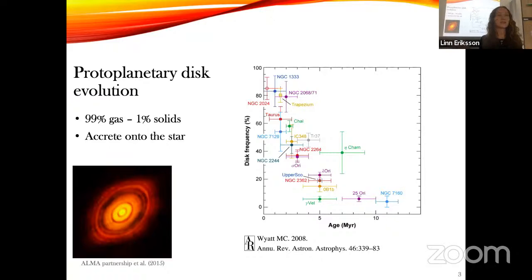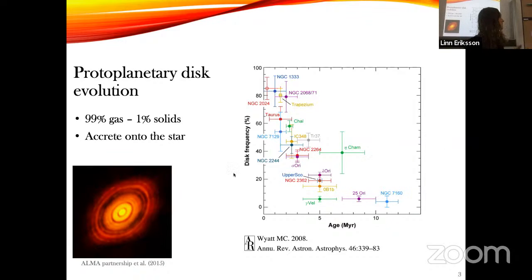So there are these thin structures. They're roughly 99% gas, 1% solids, and they evolve with time as matter is accreted onto the central star. And we can try to get a feeling for how long these disks stay around. So here is a plot of the disk frequency.